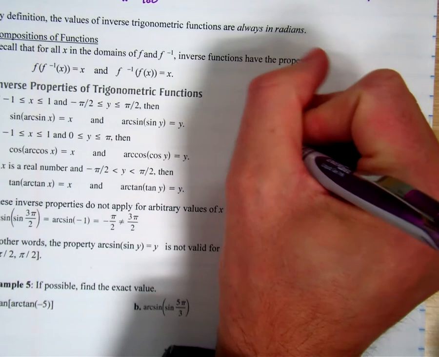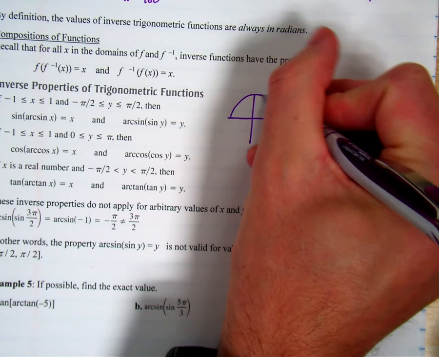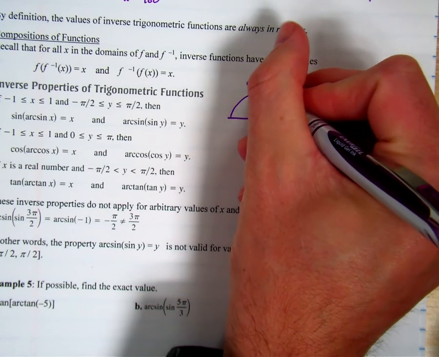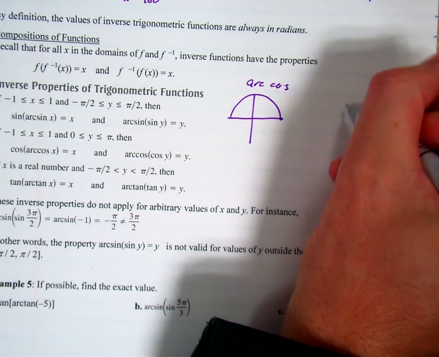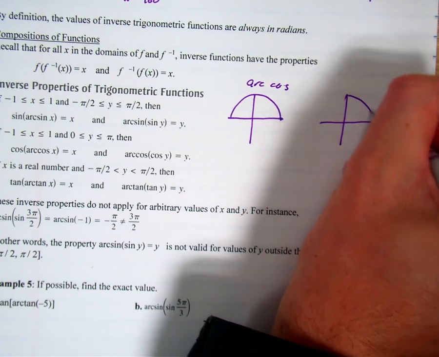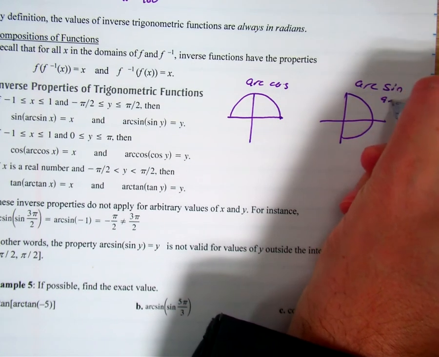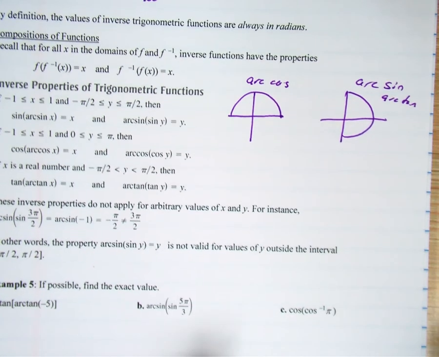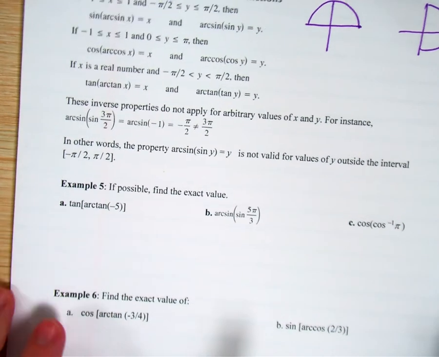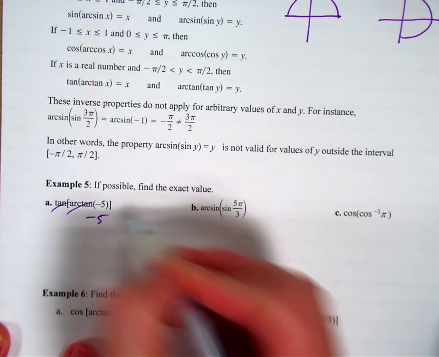Again, just because we have room here, cosine inverse or arc cosine is on the top half. Arc sine and arc tan are on the right half. All right, so tangent of arc tangent of negative 5. Inverses cancel out. And we have negative 5.